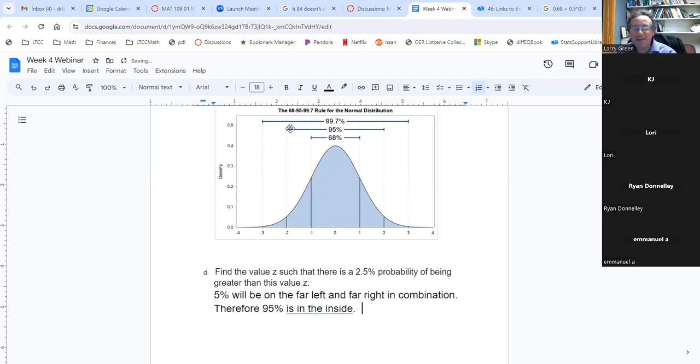But now we're in great shape because 95% is between -2 and 2. So is our answer -2 or is it 2? It's 2 because we know we're on the high side, not the low side. So the value of z is 2. Was that easy? A little bit of basic arithmetic and understanding the picture. Any questions so far?